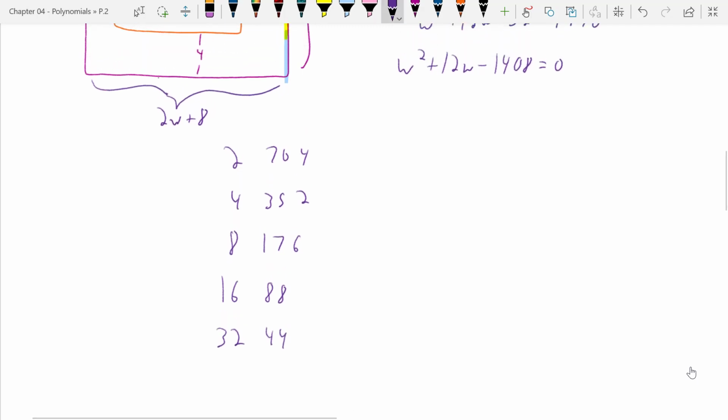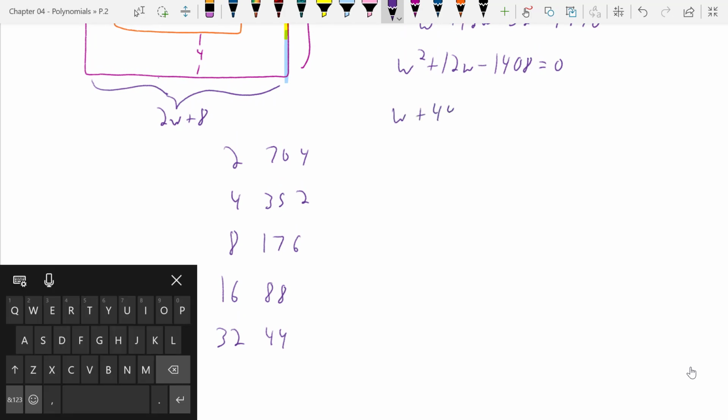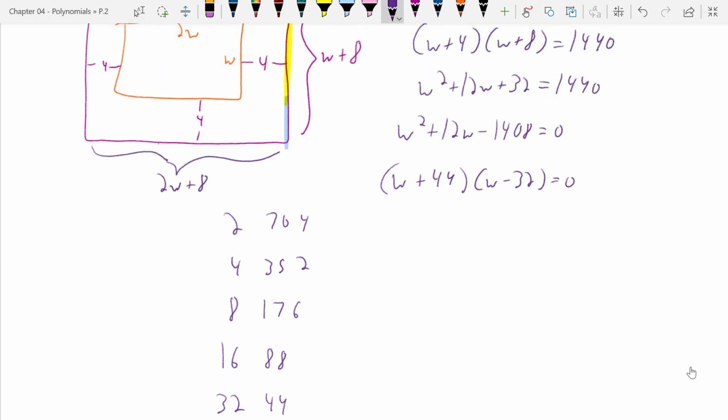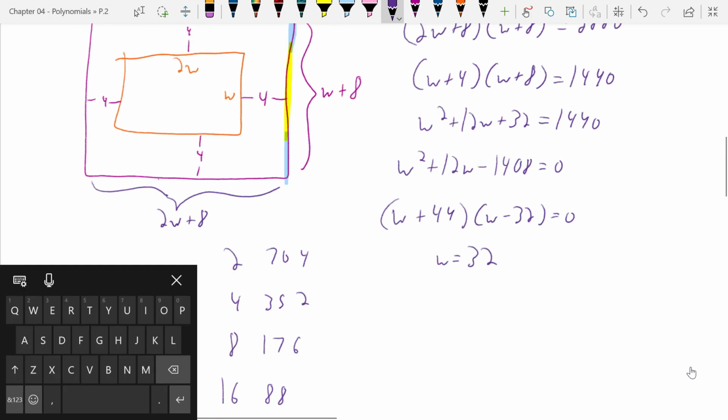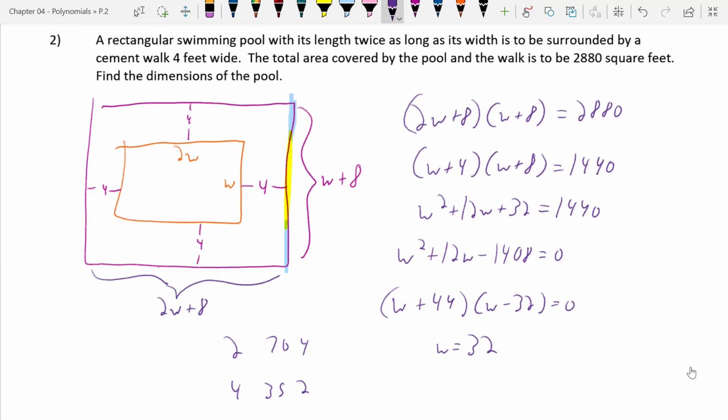There we go, 32 and 44 are 12 apart, so I get W plus 44 and W minus 32 equals 0. And that means that W would have to be equal to 32. The question asks for the dimensions of the pool. So the pool is this thing, see little aqua waves. So it's not the outer dimensions, it's just the inner ones. So the pool is 32 by 64 feet.